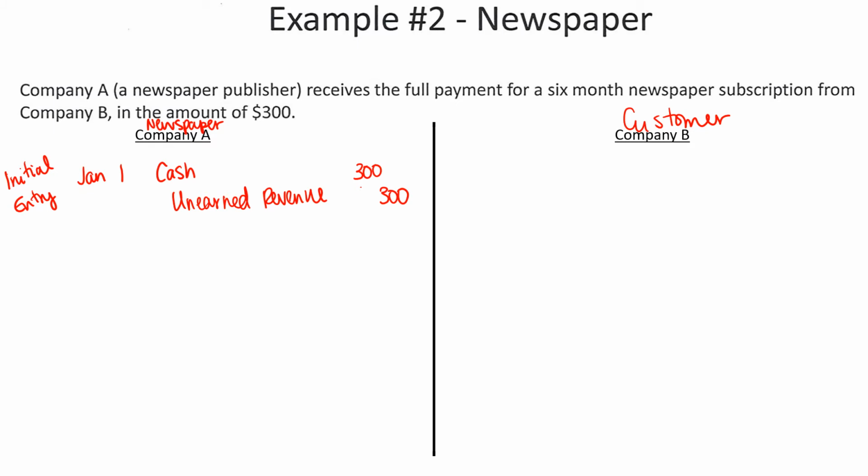So when the customer pays for a 6-month newspaper subscription on January 1st, on their side, they can't record it as subscription expense because they haven't actually incurred that expense yet. They've prepaid for the subscription. So they debit prepaid subscription, and they paid cash, so they credit cash, and that was $300.